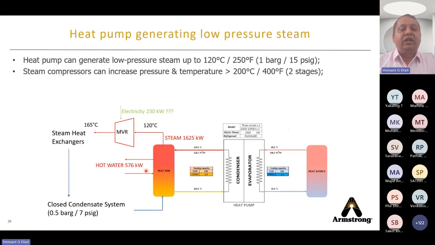Not only that, with the heat pump we can generate low pressure steam, and using a steam compressor, that low pressure steam can be boosted to medium pressure also. A heat pump can generate low pressure steam up to 120 degrees C, and then it can be used with the help of MVR or steam compressors. So heat pump application is very wide and very diversified, and wherever waste heat is available, we can make use of it as usable energy.